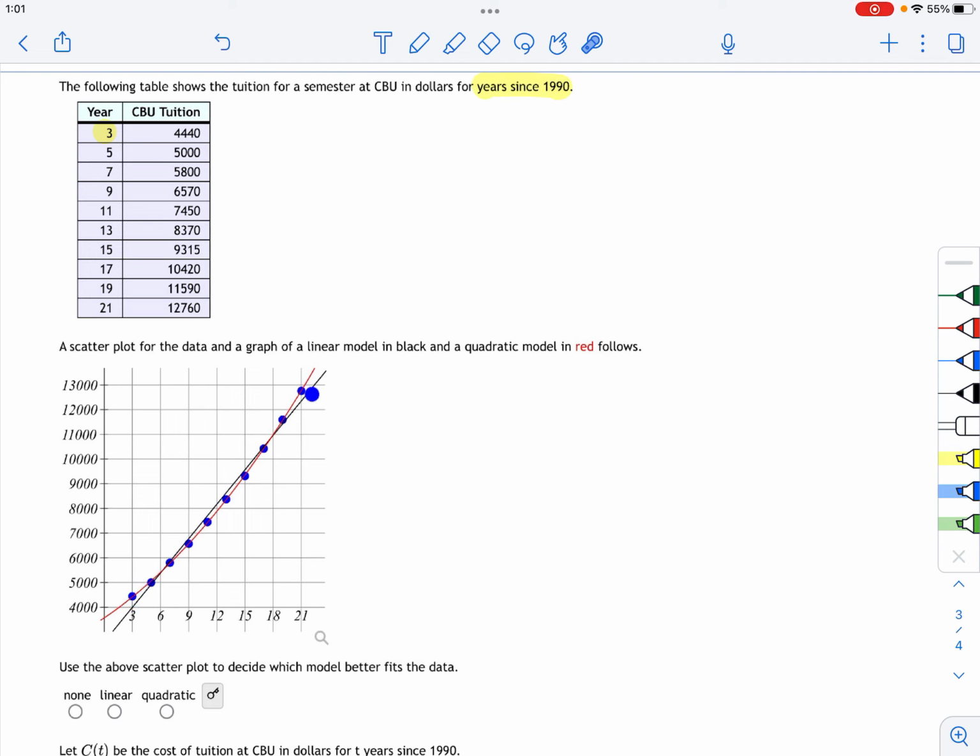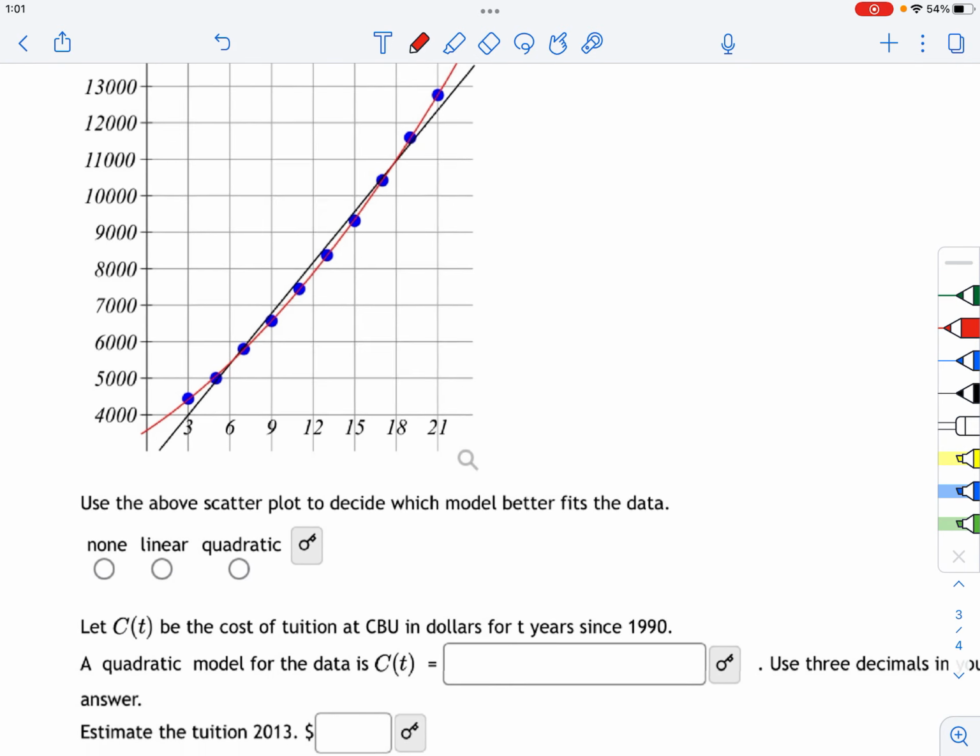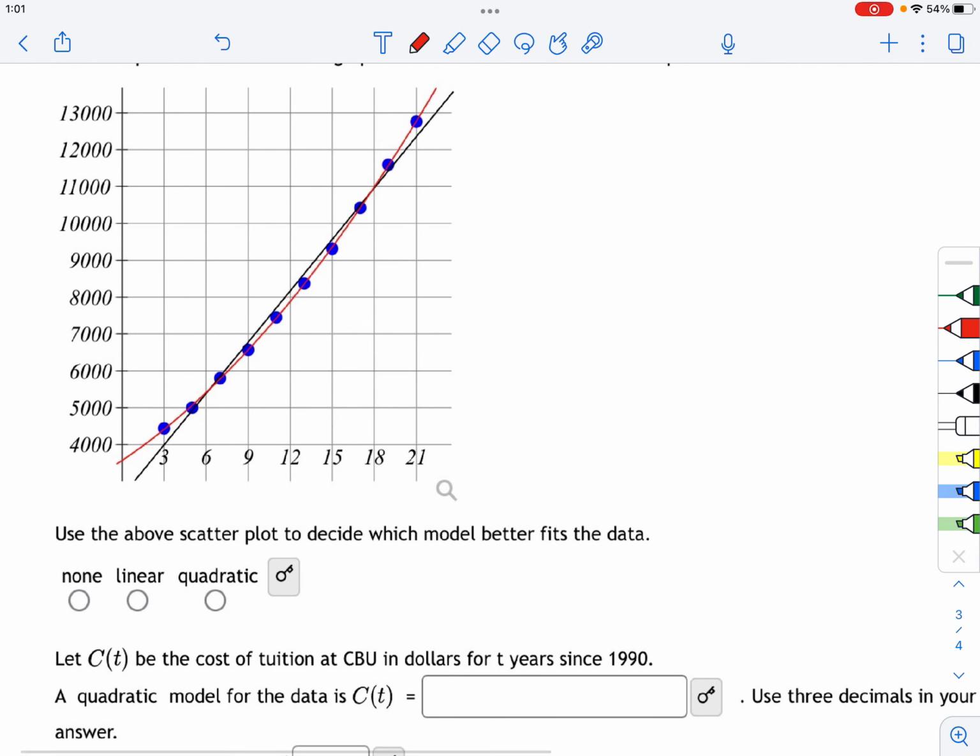Well, notice this line. As this line comes through, it doesn't touch the point here. It almost hits that point. It hits this point good, misses this one, misses this one, misses that one, hits that one right there, kind of hits that one and misses. So the line is not a good fit. The curve, though, goes pretty much through all those points. So the first question is, using that scatter plot, which one seems to fit better? Well, a quadratic definitely fits better.